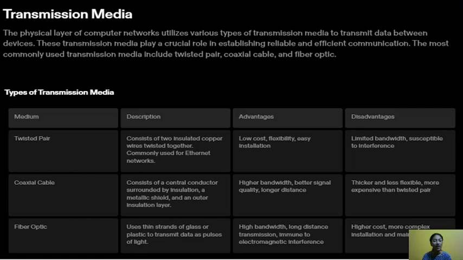The next one is fiber optics, which uses thin strands of glass or plastic in order to transmit the data as pulses of light. The main advantages are high bandwidth, longer distance transmission, and immunity to electromagnetic interference. The main disadvantages are high cost and more complex installation and maintenance.